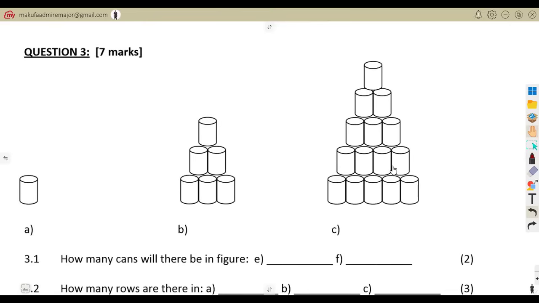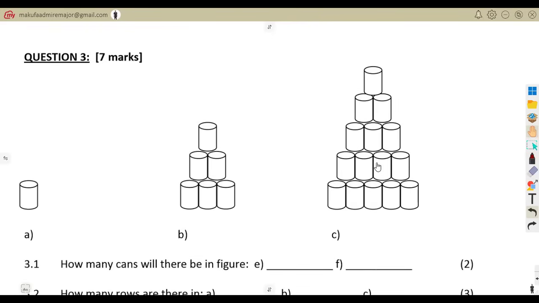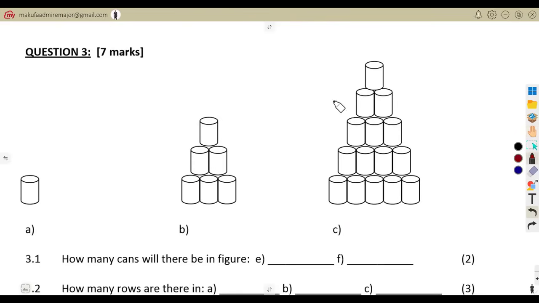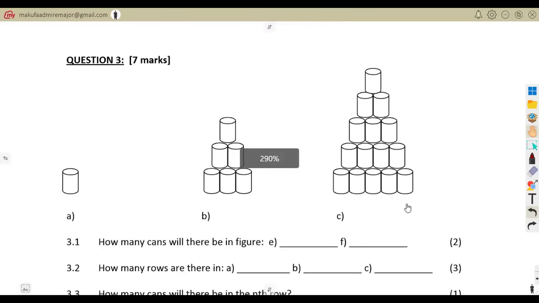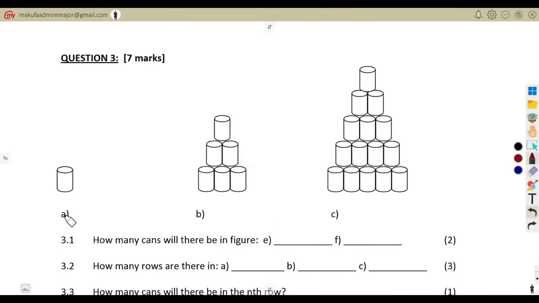Then in question number 3, we are given this part, which is under our number patterns, as you consider the issue of the sequences that we have. How many cans will be in fig E and F? There we are given some of the information, like this is fig A, this is fig B, this is C. So we are going to have D, E, and so on. So they want us to find what we are going to have in fig E and F.